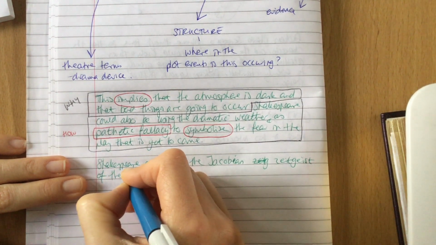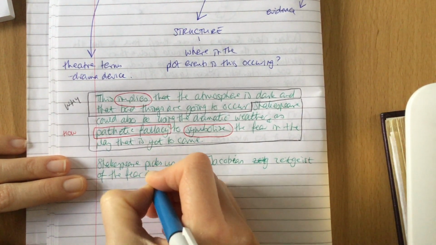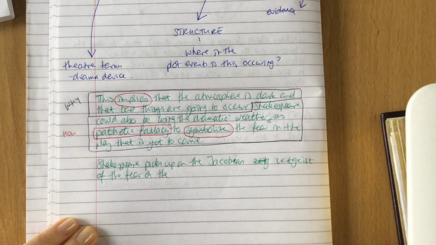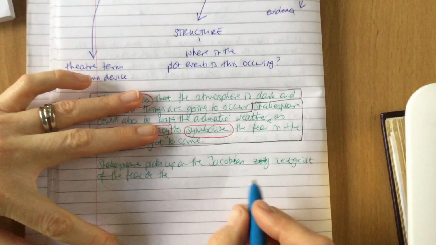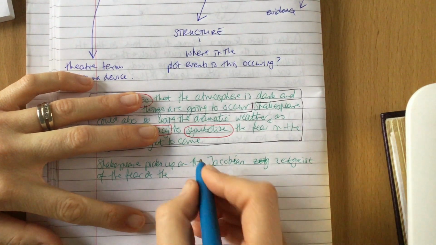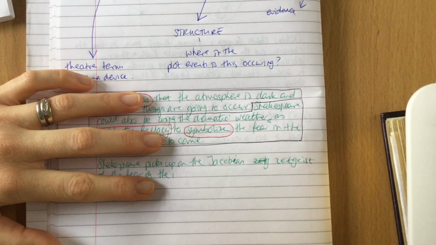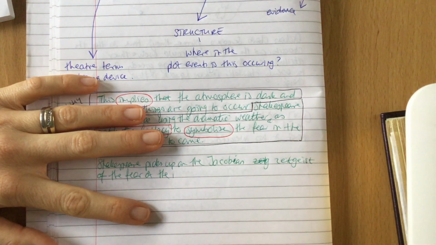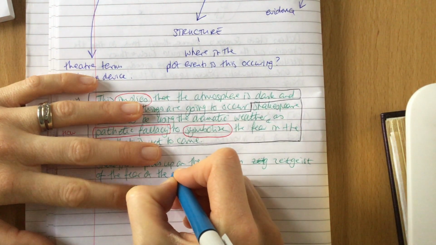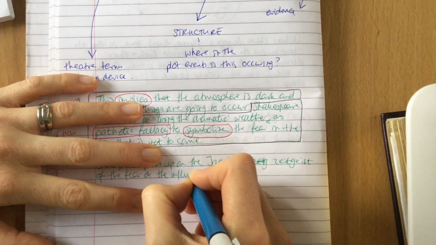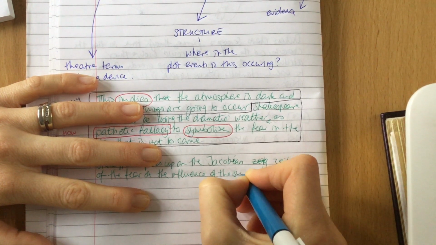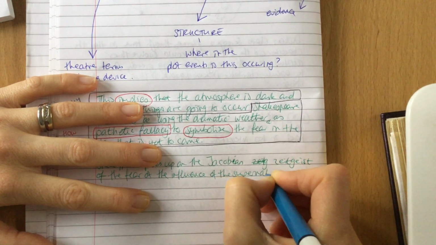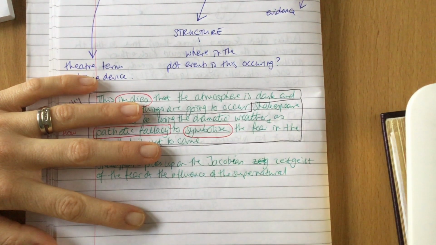The fear of the influence of the supernatural. How do you spell zeitgeist? Z-E-I-T-G-E-I-S-T. Okay. Shakespeare picks up on the Jacobean zeitgeist of the fear of the influence of the supernatural.